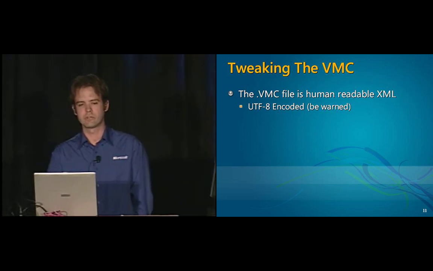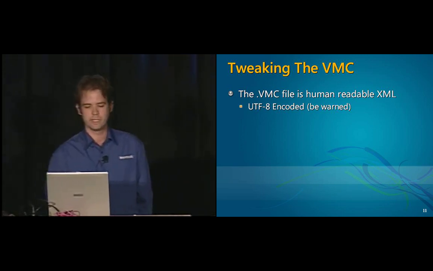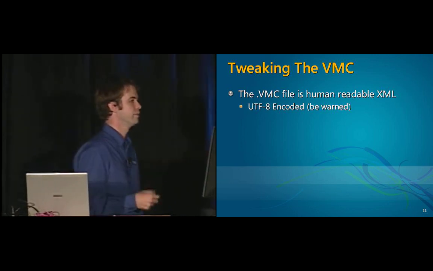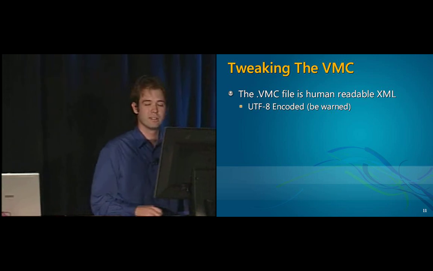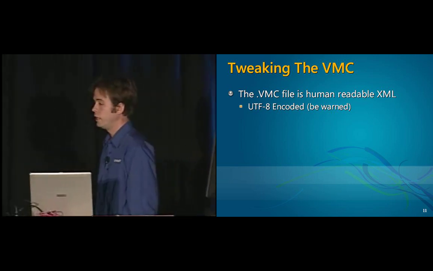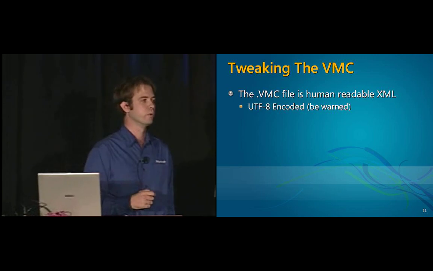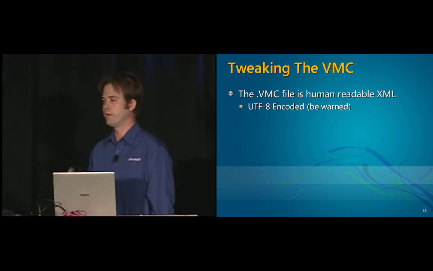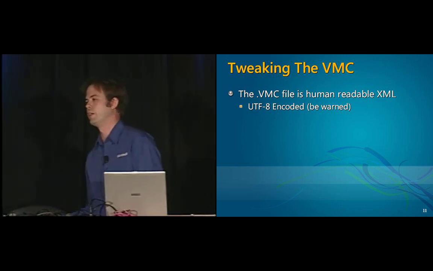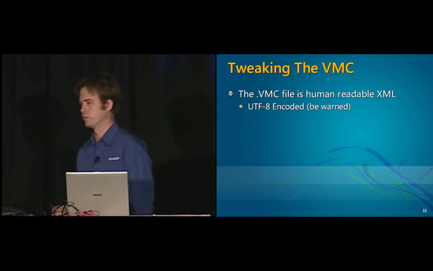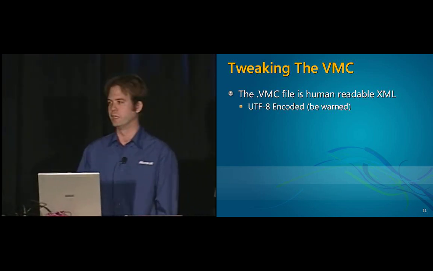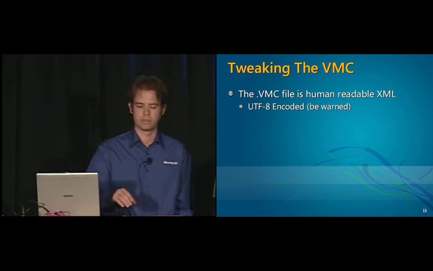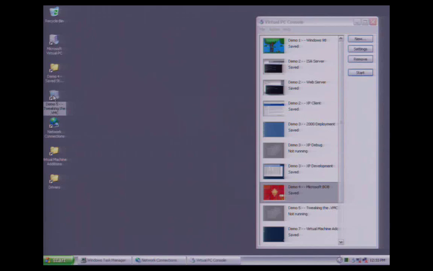So the next trick I'd like to discuss, what I call tweaking the VMC file. As I mentioned before, the VMC is the virtual machine configuration file. This is actually an XML encoded file, and it's quite human readable. One thing to be aware of, though, is that it is UTF-8 encoded. And we've had experience where some XML editors out there will save it in different encodings. They don't support UTF-8. And if that happens, then Virtual PC won't be able to open the file. So be warned about that. I use both Notepad and the Visual Studio XML editor, and it works fine with both of them.